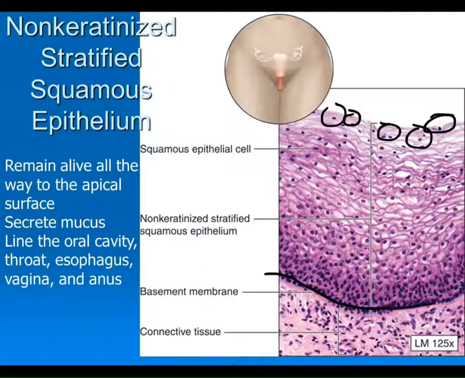Here's your basement membrane down here. Below it would be your connective tissue, loosely packed cells. Above it, tightly packed cells, alive and well all the way to the edge. They did not undergo apoptosis. And we find these in mucous membranes. A mucous membrane is any part of your body that has an opening to the outside. So this would be the vagina, the oral cavity, the anus, down the throat a little bit. All that would be this non-keratinized stratified squamous.